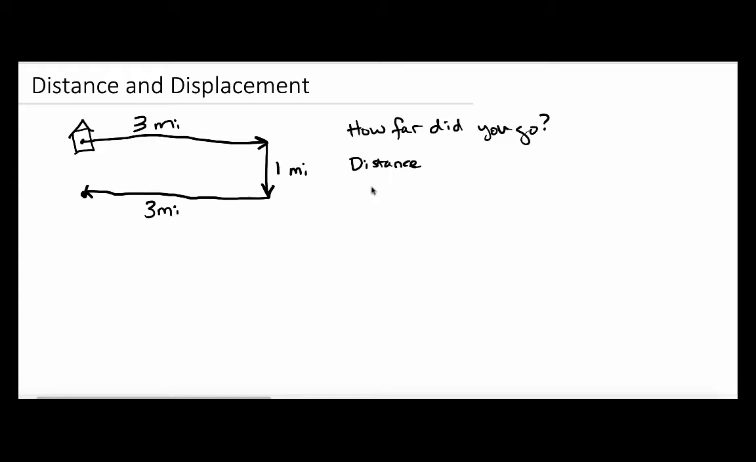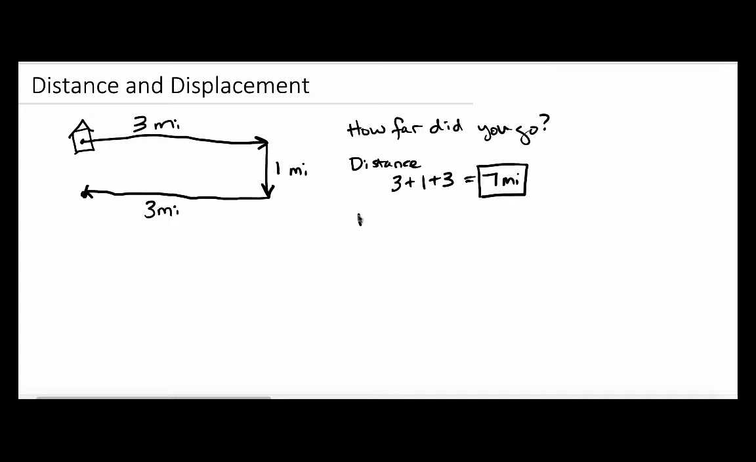So there's two ways to answer this. And the first one is with your distance. So distance is going to be how far you walked in total. So anytime you're looking for distance, just add everything up. So I drove my car 3 miles plus 1 mile plus another 3 miles, and I used 7 miles worth of gas in my car. So my distance was 7 miles.